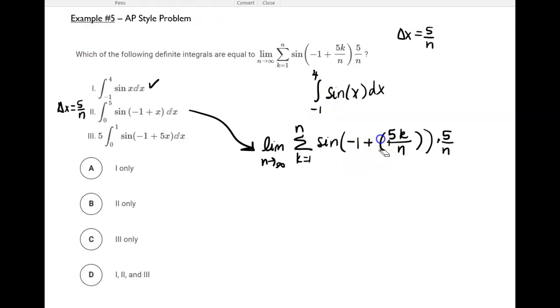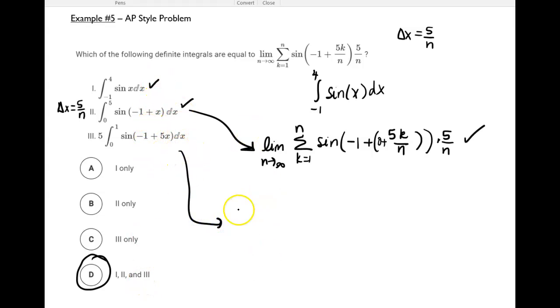I'm going to rewrite that a little nicer there for you. And so does this match up with the limit that we have here? It actually does. So that one works as well. So at this point, I should be able to tell that my answer is D, 1, 2, and 3. Don't do too much work if you don't have to. I see that 1 and 2 both work, so 3 will work as well.